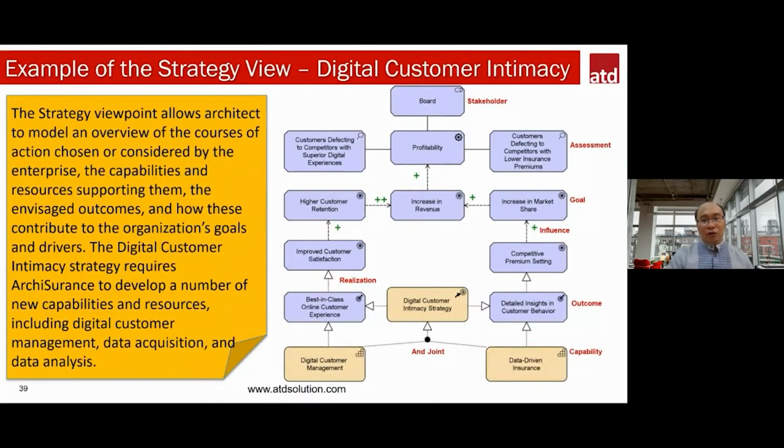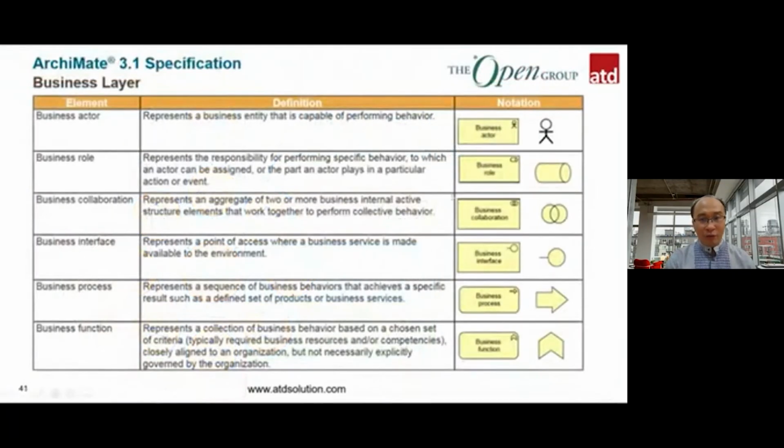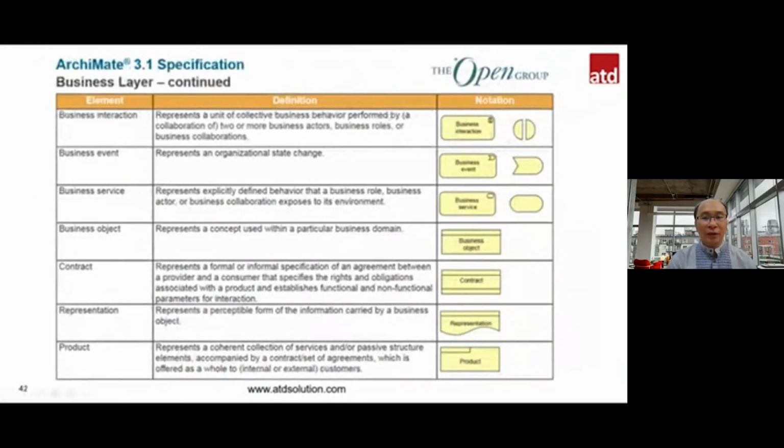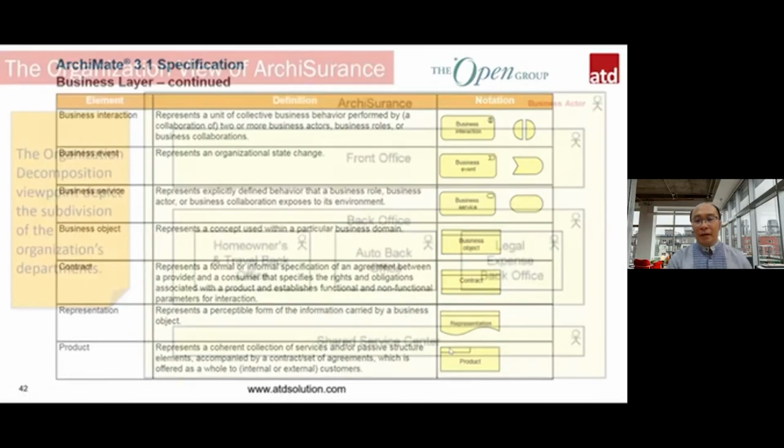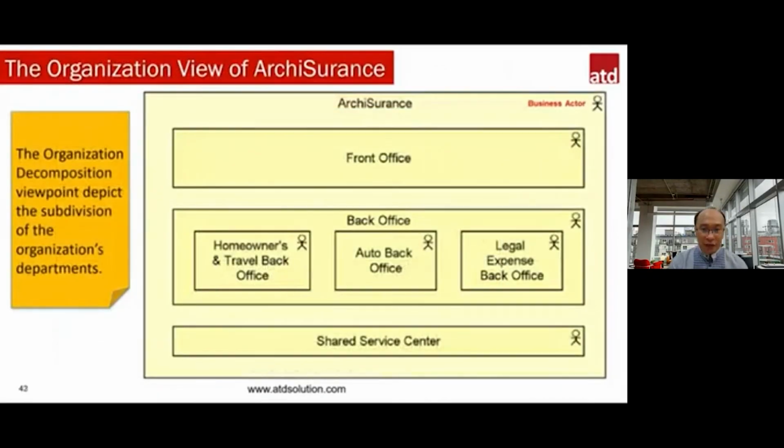The next one is on the business architecture. These are the building blocks that will be used in the business architecture. There will be business actor, business role, business collaboration, business interface, business process, and business function. And also business interaction, business event, business service, business object, contract, representation, and product. Basically, anything that you can think of in the business has been defined, or there's a symbol in ArchiMate as a language.